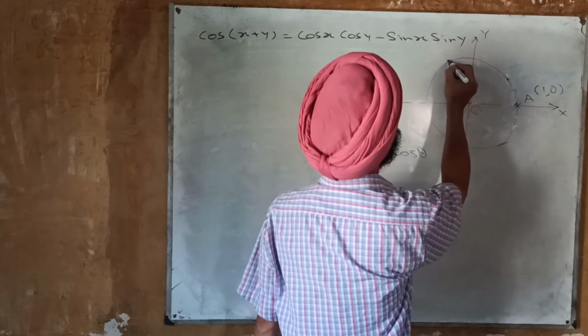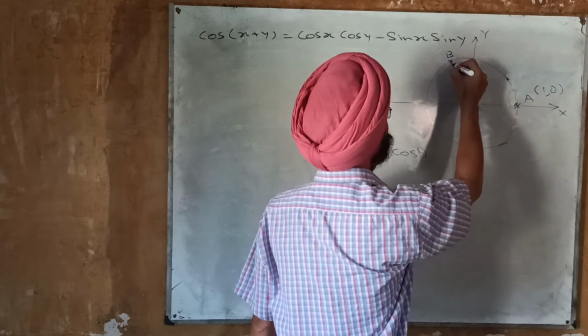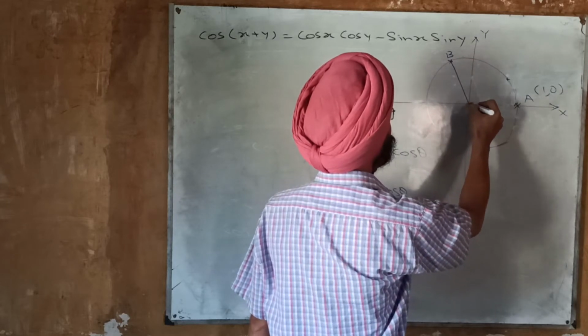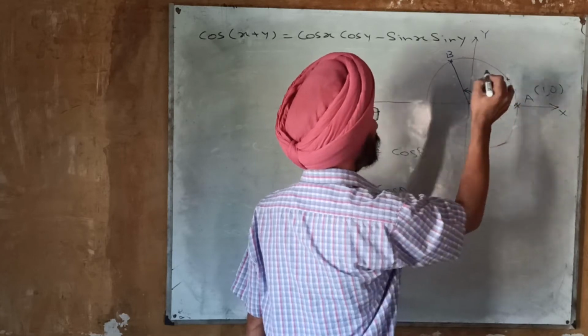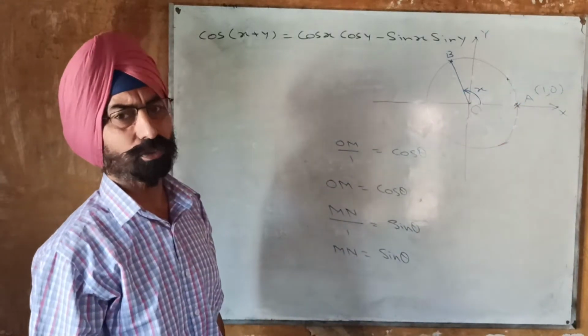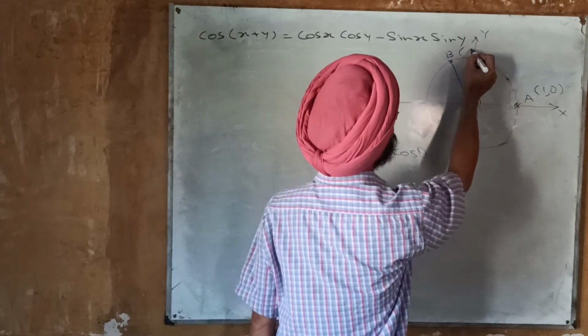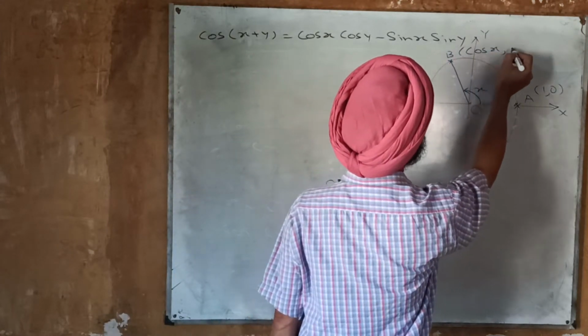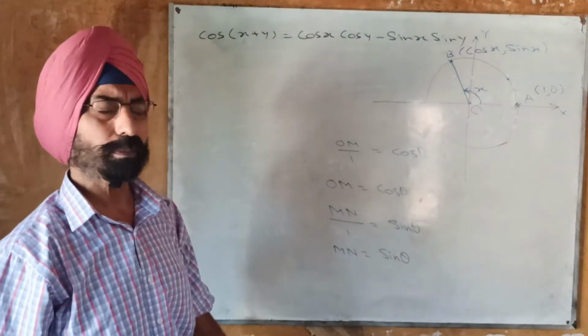Suppose there is a point B and OB subtends an angle of x with the positive direction of x-axis. Then the coordinates of B will be cos x, sin x, as we have discussed just now.